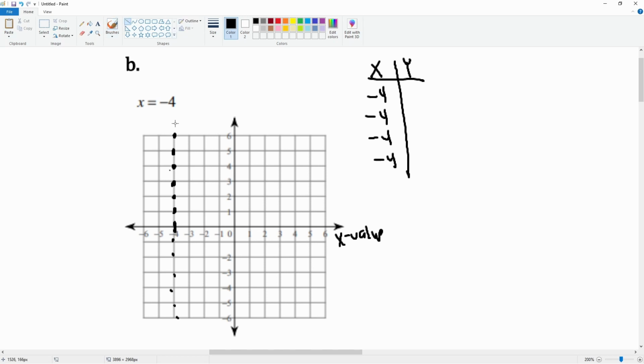So that's where x is equal to negative 4. So this is the equation. Just letting you know it works, but this is not a function though, okay?